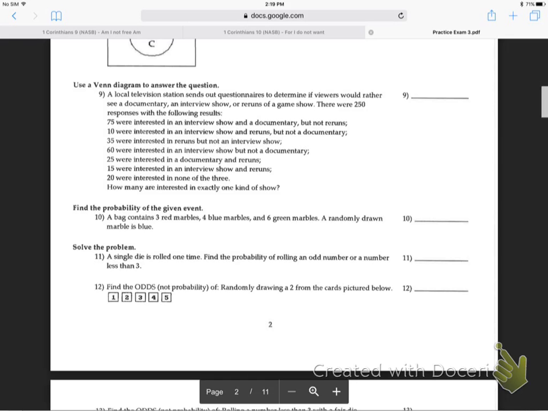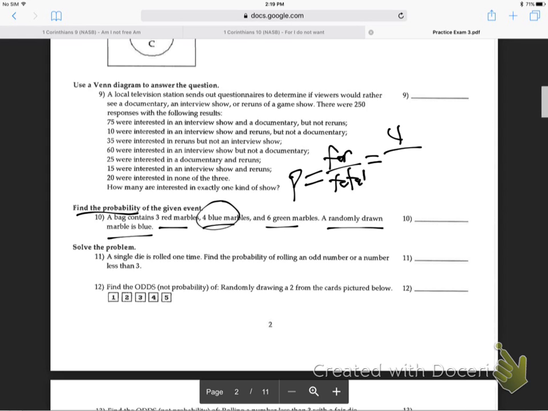A bag contains 3 red marbles, 4 blue, 6 green. Find the probability that a randomly drawn marble is blue. That's a better question, huh? What's the probability that you're going to get blue? Remember, it's the number 4 over total. So how many blue? 4. How many total? 7, yeah, 13. Done. That's a little bit easier than the last one. 4/13ths.